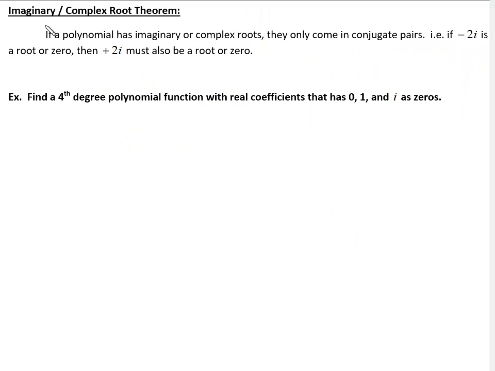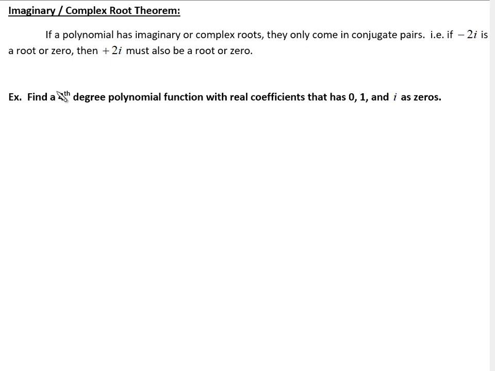Okay, so you probably noticed from those last 2 examples, or you might remember from last year, that imaginary or complex roots only come in conjugate pairs. So if a polynomial does have imaginary or complex roots, they only come in conjugate pairs. I.e., if -2i is a root or 0, then +2i must also be a root or 0. So let's apply that. Find a 4th degree polynomial function with real coefficients 0, 1, and i as its zeros.